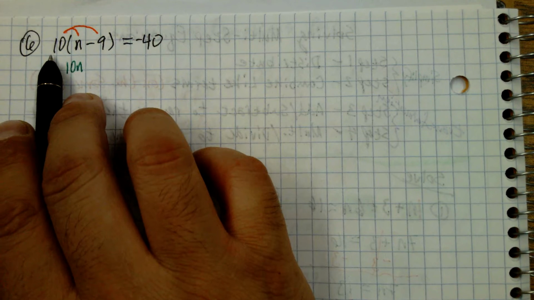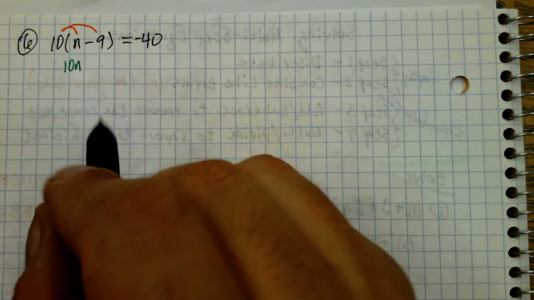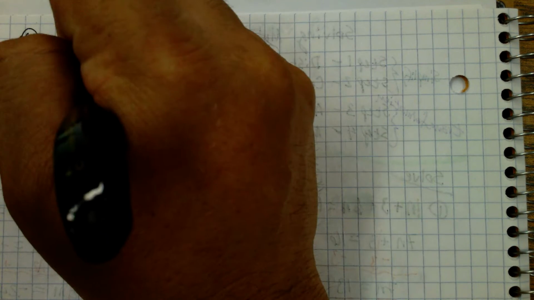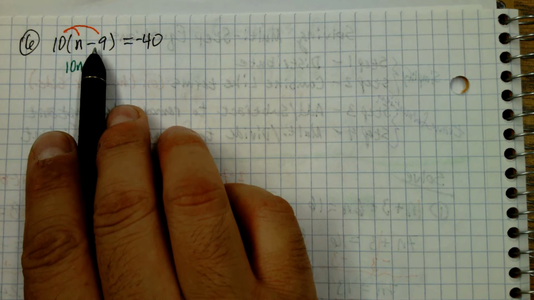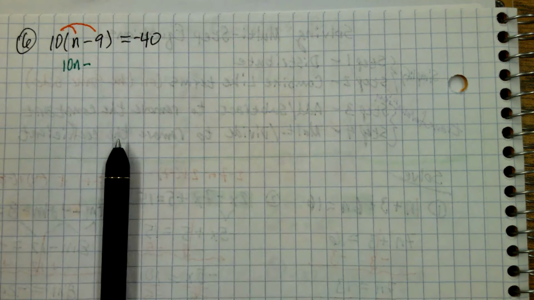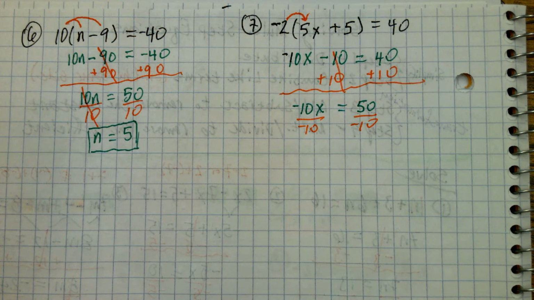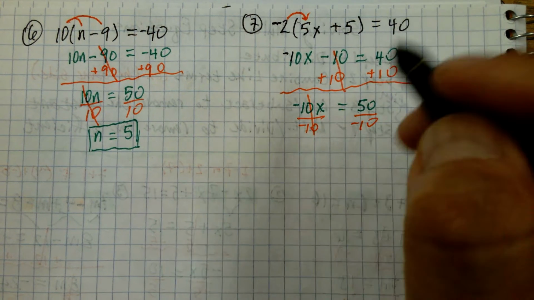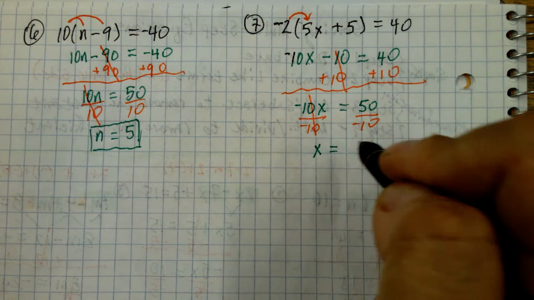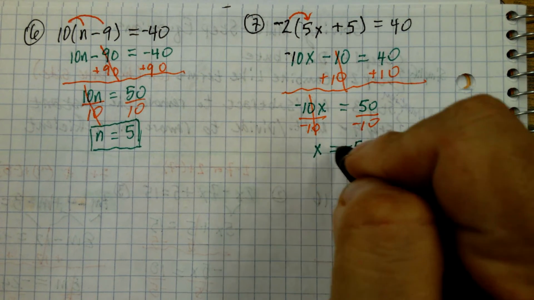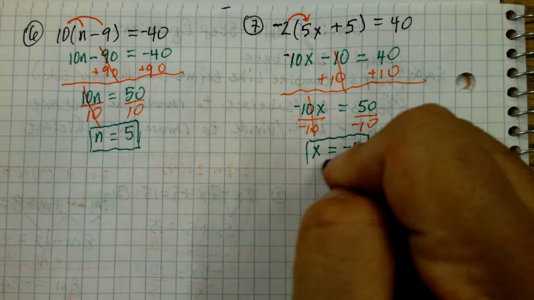What am I going to get when I multiply 10 with 9? Well, think of it as multiplying a positive times a negative. And then 10 with 9. So let's go ahead and divide that out. So x equals negative 5. All right. That was kind of like our warm up.